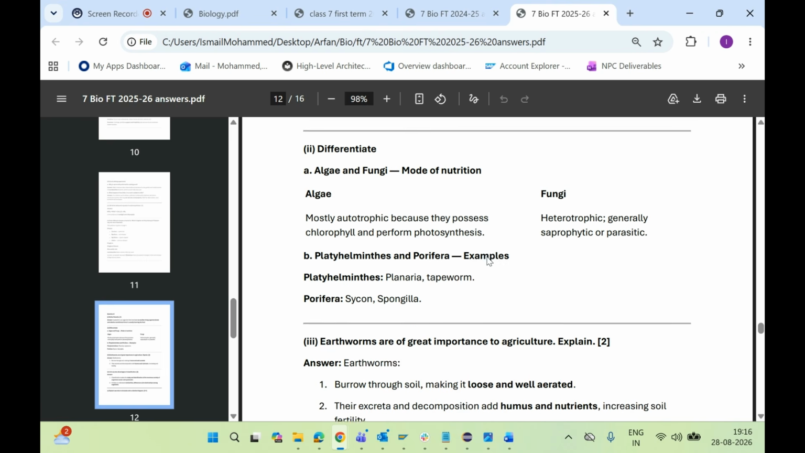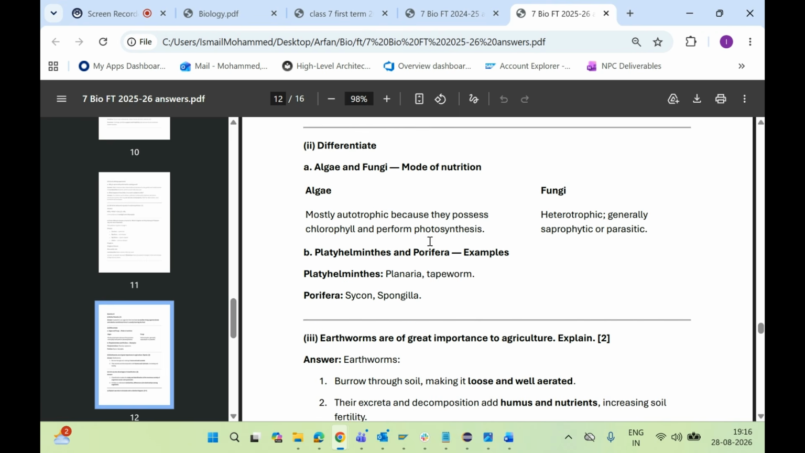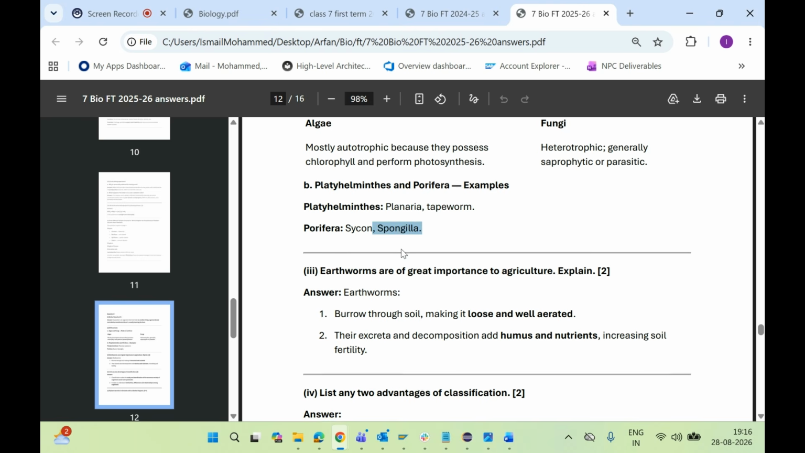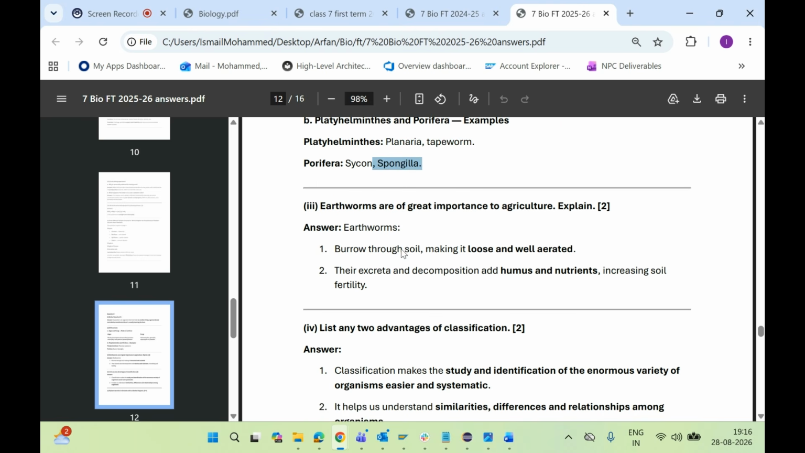Algae and fungi differences in terms of mode of nutrition. Algae is mostly autotrophic, we have seen this one. Fungi is heterotrophic. And platyhelminthes and porifera examples. Platyhelminthes is tapeworm, and porifera, you can mention Sycon, Spongilla, all these things.